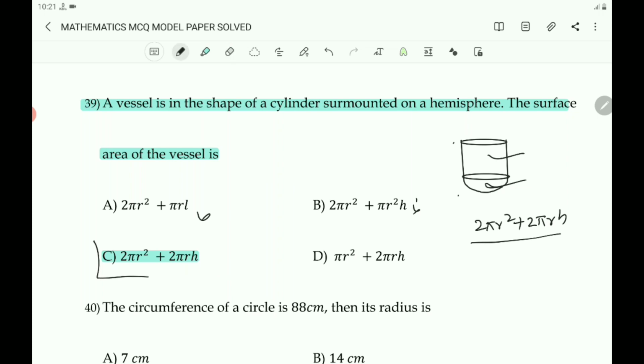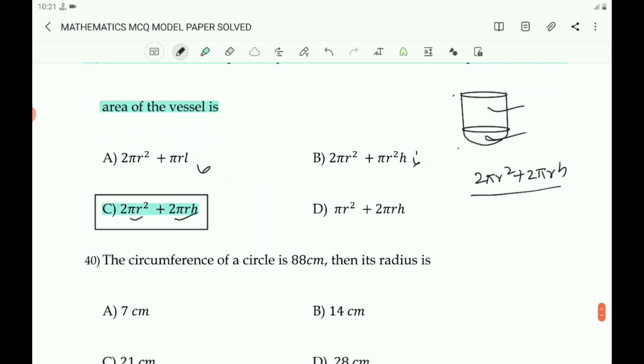So note down the answer. Option C, 2 pi r square plus 2 pi r h. This is the surface area of the hemisphere, 2 pi r square. This is the surface area of the cylinder. Their sum becomes the total surface area of the vessel. That is the surface area of the vessel, 2 pi r square plus 2 pi r h.